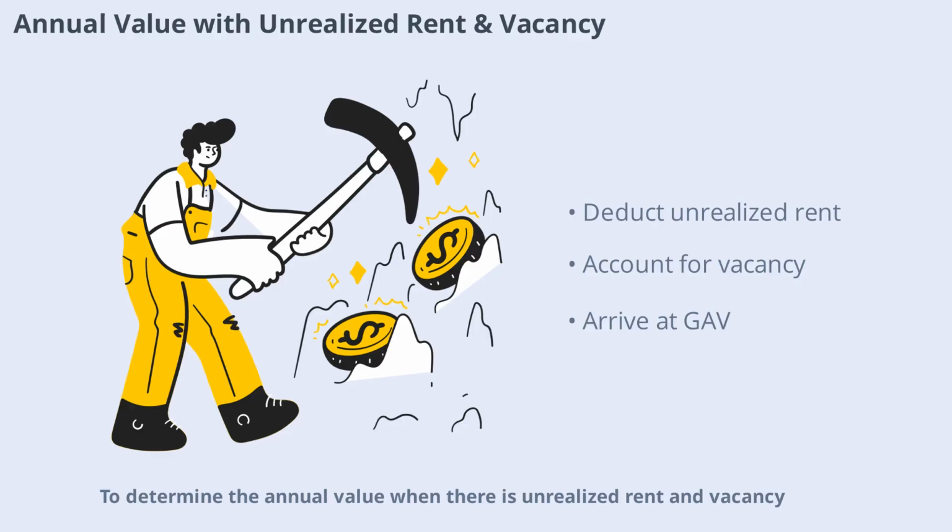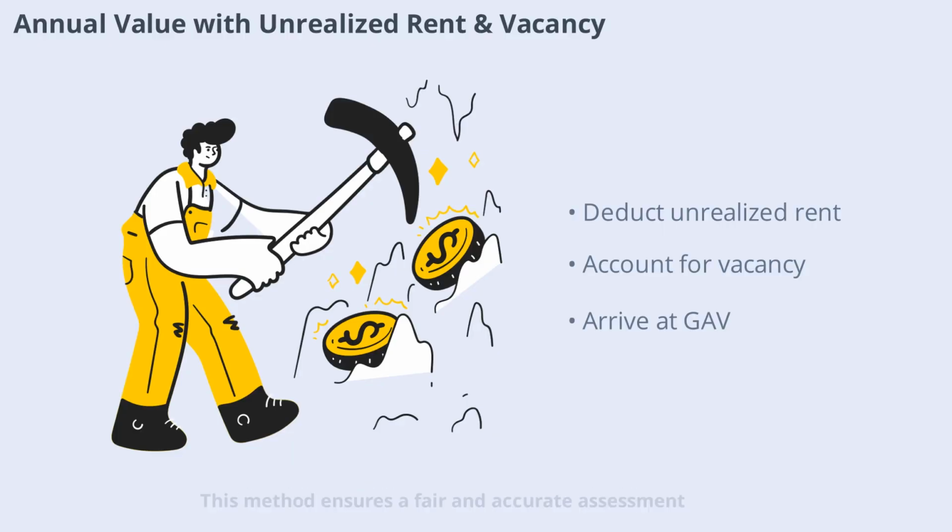Determine the annual value when there is unrealized rent and vacancy. Follow these steps. First, find the reasonable receivable rent (RRR) by comparing municipal and fair rent, subject to standard rent. Next, calculate actual rent receivable by deducting unrealized rent from rent received. Then deduct the loss due to vacancy from the higher of RRR and actual rent receivable. The result is the gross annual value. This method ensures a fair and accurate assessment.